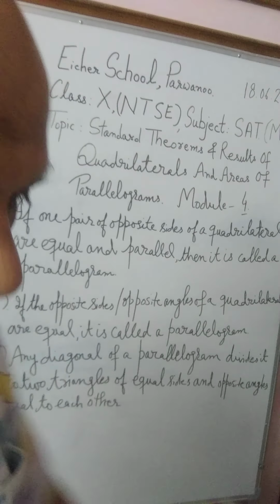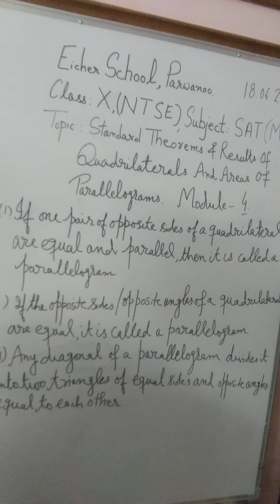It is the fourth module. In the three modules which we have studied already, we covered the properties and basic concepts of quadrilaterals. Now here I have selected some theorems which are very important from the examination point of view, and here we will use their statements only. The first one is, if one pair of opposite sides of a quadrilateral are equal and parallel, then it is called a parallelogram.